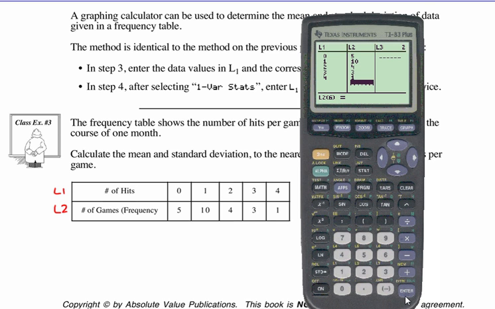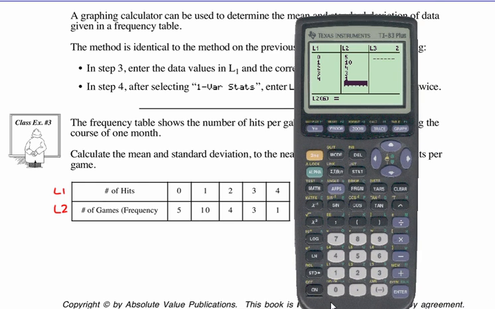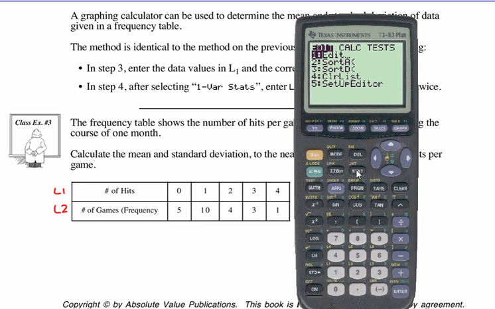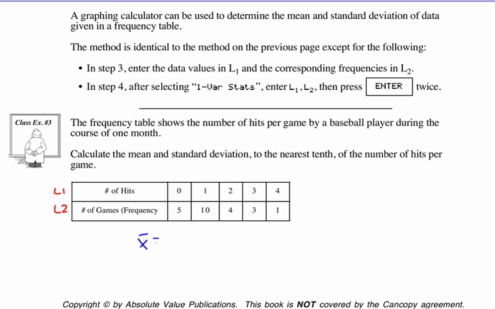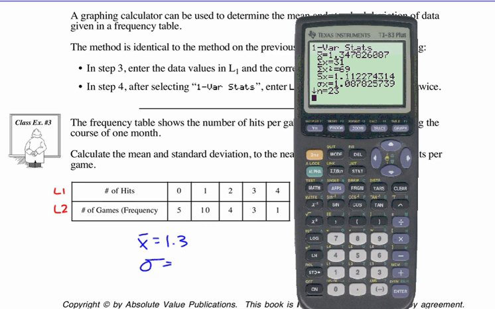And let's get some context to the problem here. It's hits per game for a baseball player. So let's find the mean and standard deviation. Stats are home base. We go over to calculate, number 1. Now remember, if we have two lists, we have to go second number 1 for L1, comma, second number 2 for L2, and then enter. So x bar is our mean, 1.3, and sigma is our standard deviation. We go down, and it's right there, 1.1.